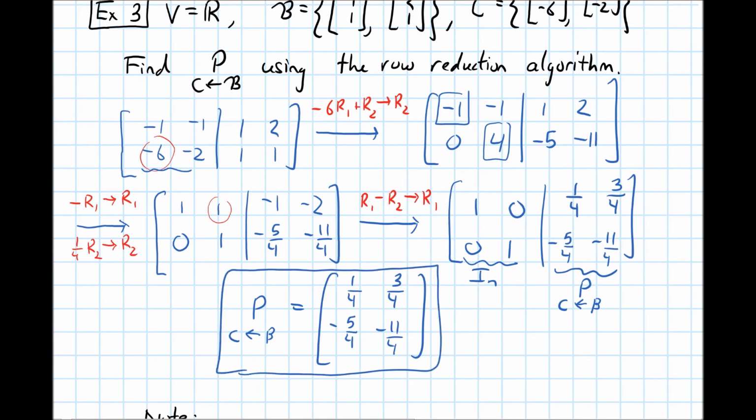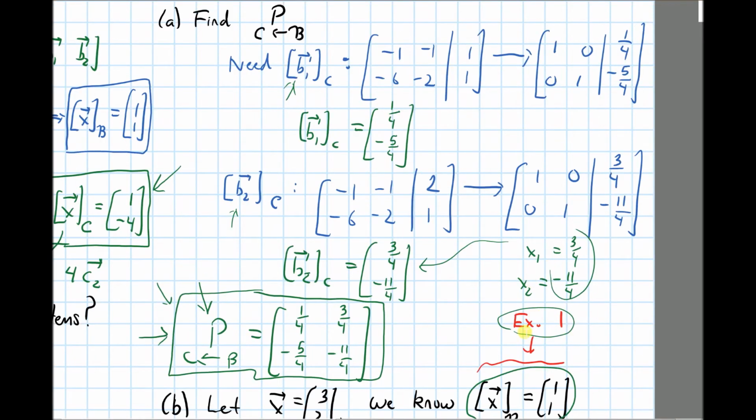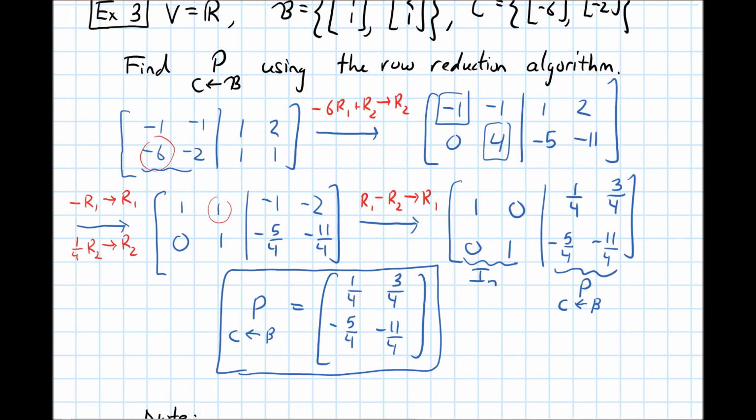And if you refer back to how we got this in the previous video, let me just show that in the notes. So in the notes, in the previous video, we got the same thing. But notice that in the last video, we set up 2 different augmented matrices, one for each of the basis vectors in B. So the nice part about this algorithm is it lets me do that row reduction all at once.